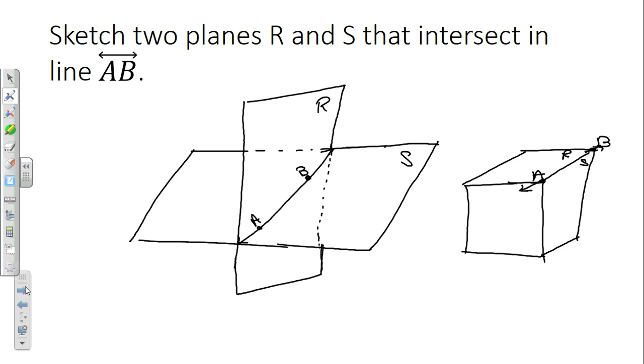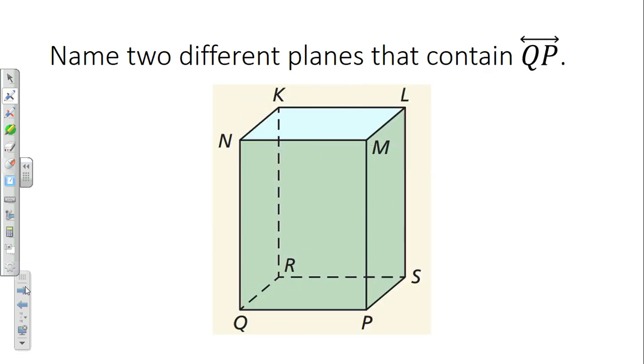Okay. Last example. Name two different planes that contain segment, sorry, not segment, line QP. M is a point, M is this intersection between these three faces. This is the first time we've seen this one. Maybe you might have in other 7th and 8th grade math. Maybe. So we need to find a plane, actually two planes, that contain that edge.